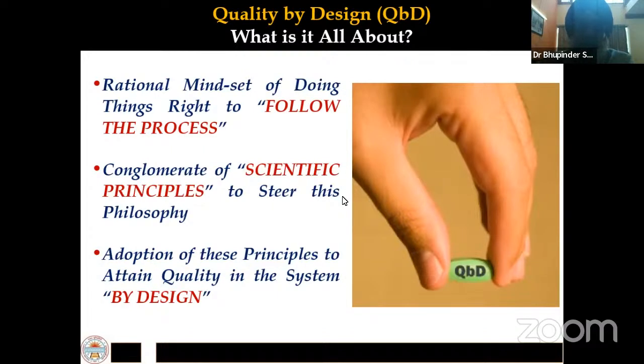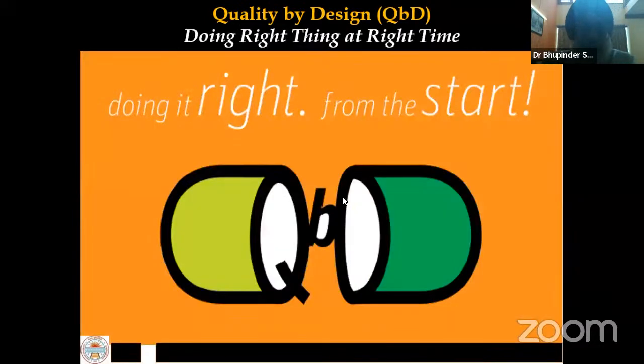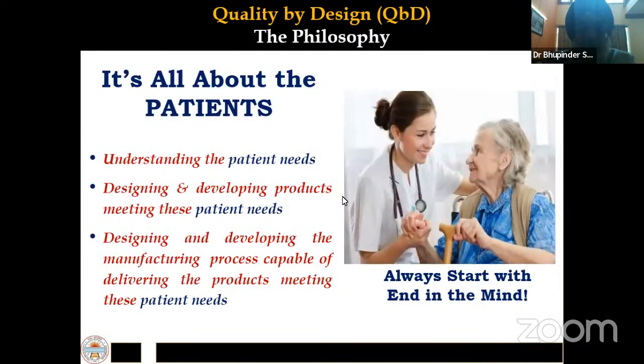It's an amalgamation of scientific principles to lead that mindset, and the adoption of those principles to get the scientific implementation of the mindset. So it's not only a mindset, it involves scientific principles. It's not only scientific principles, it's the adoption of scientific principles to implement that mindset. So doing it right from the start, it's all about the patients.